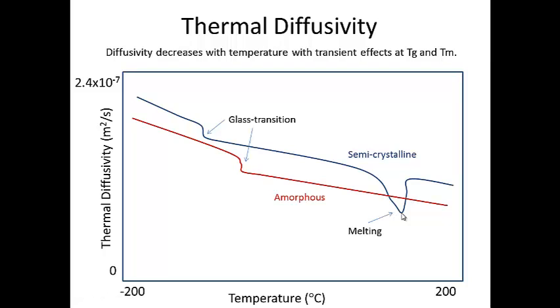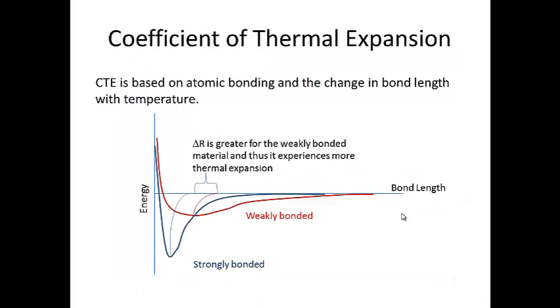This is due to the fact that at melting, the specific heat of semicrystalline materials increases dramatically and the conductivity also decreases. So when you take these two things into account, we get a decrease in the overall thermal diffusivity of the material.